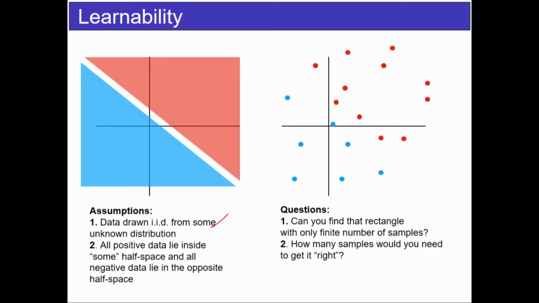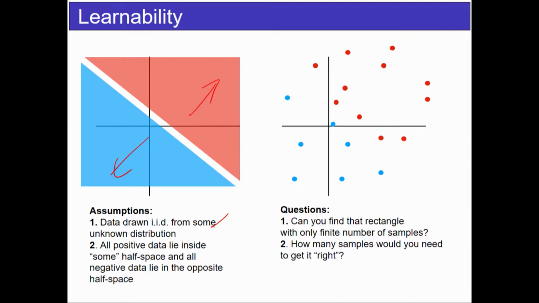Can you find that? So here is another example. Now you assume the data is drawn IID once again from some unknown distribution. All positive data lie inside some half space, say this half space, and all negative data lie in the opposite half space. Half space simply means that you draw a line through the plane, and then one side is a half space, the other side is the opposite half space. So this is the assumption.